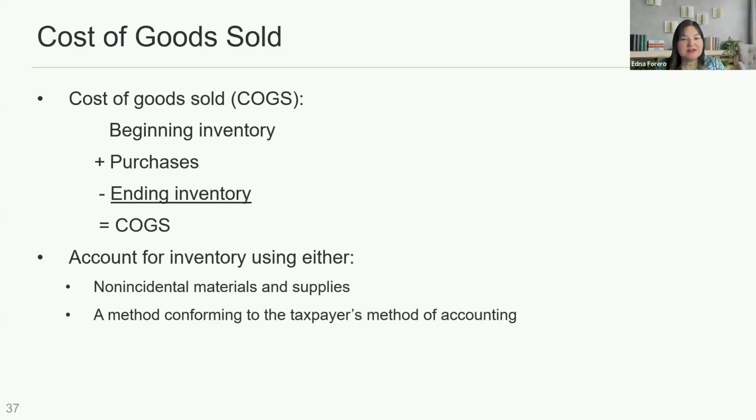So other expenses that our businesses are going to have are cost of goods sold. And that cost of goods sold really is a combination of what your beginning inventory was, the purchases that they made during the year, and what that inventory is left at, in order to provide us the cost of goods sold for whatever product or service that we're providing there. So we want to make sure that we account for inventory either using the non-incidental materials and supplies, or any method that conforms to what the taxpayer is using. So again, what they start with, that they continue with. Are we accounting for those items correctly?